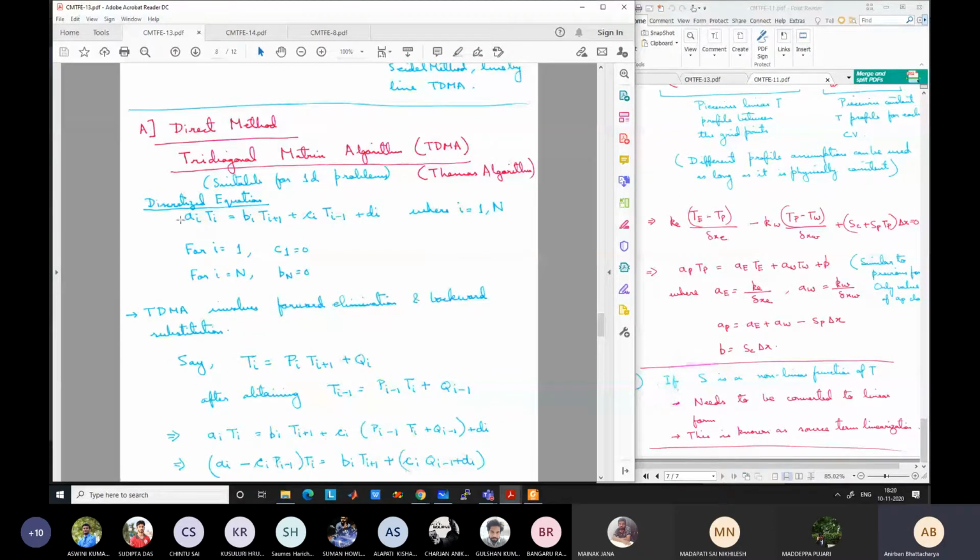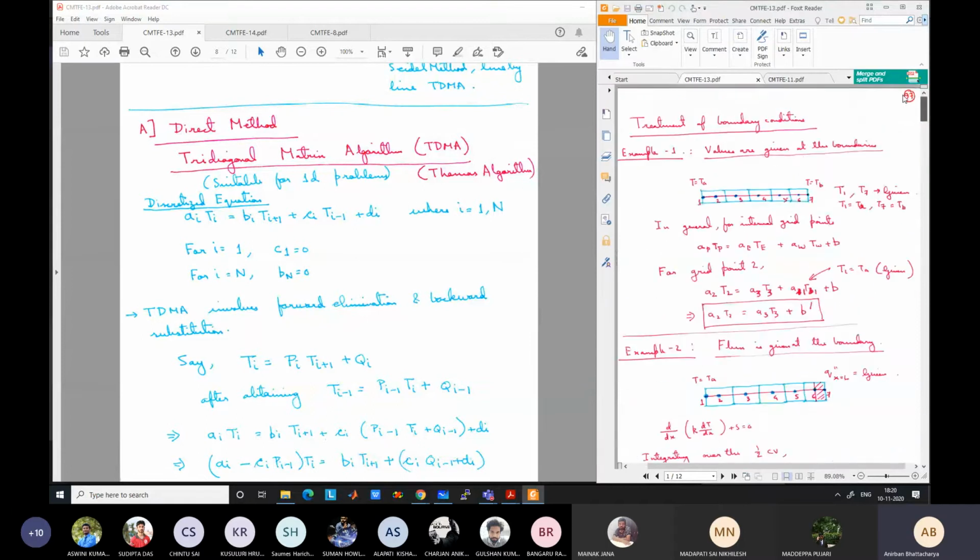Again, let me repeat. So the discretized form of the equation for ith grid point is AiTi is equal to BiTi plus 1 plus CiTi minus 1 plus Di, which is of the same form as this one, where i varies from 1 to n. So for i is equal to 1, obviously i is equal to 1 is the boundary. There is no west point. Okay, so I cannot have i minus 1 point for i is equal to 1. So this C1 has to be 0. For i is equal to 1, C1 has to be 0 because there is no Ti minus 1 point.